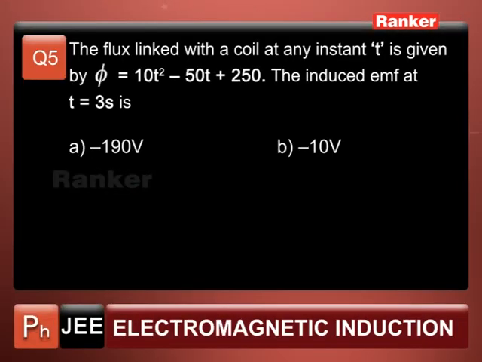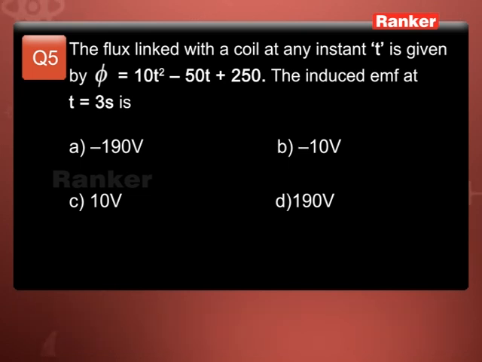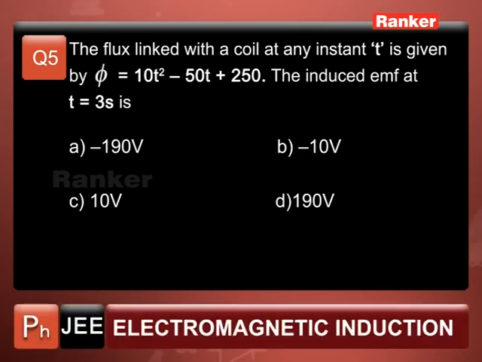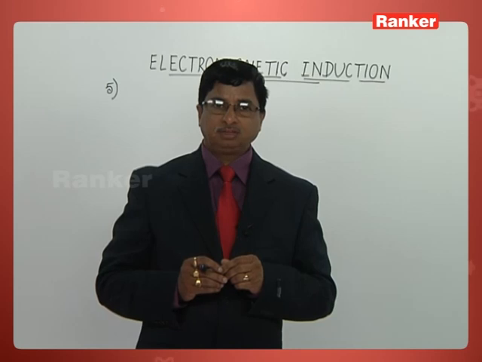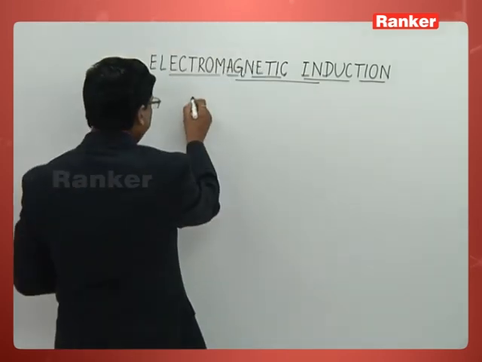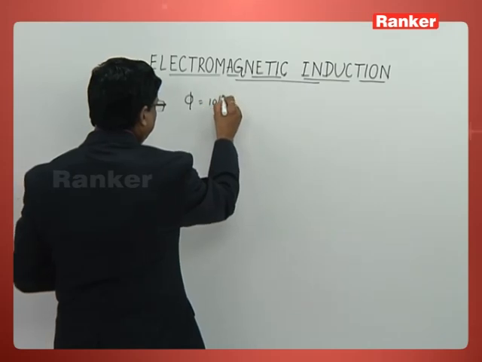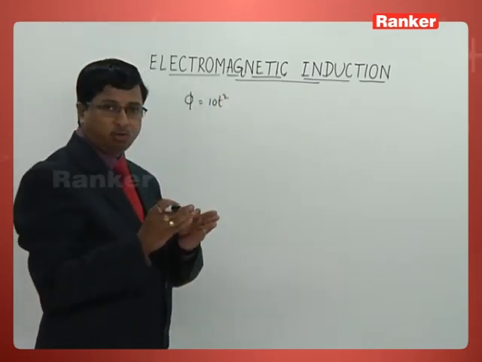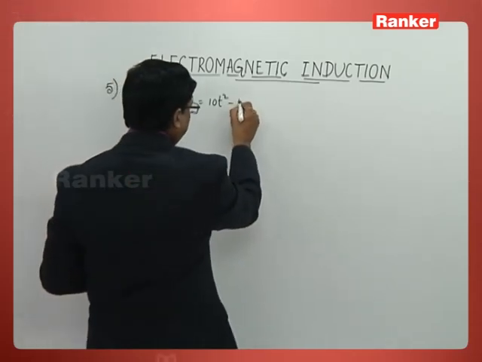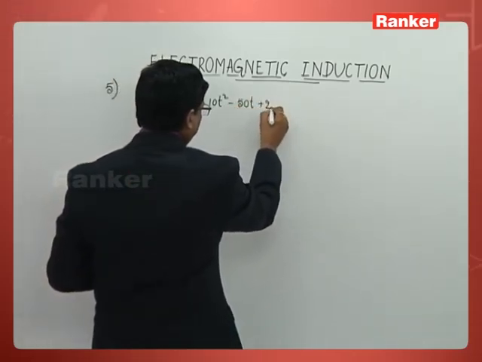The flux linked with a coil at any instant t is given by phi is equal to 10t square minus 50t plus 250. What is the induced EMF at t is equal to 3 seconds? Flux linked with a coil at any instant t is given by the relation phi is equal to 10t square minus 50t plus 250.